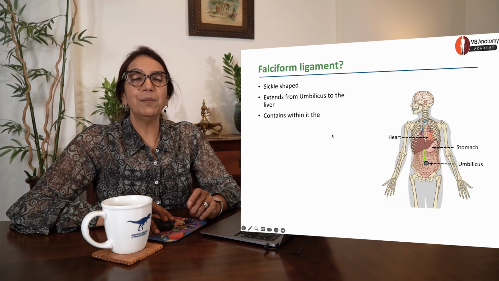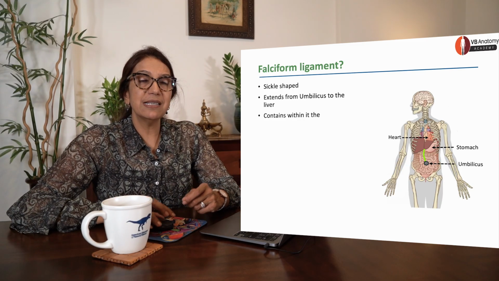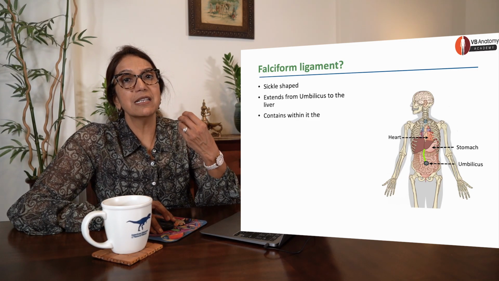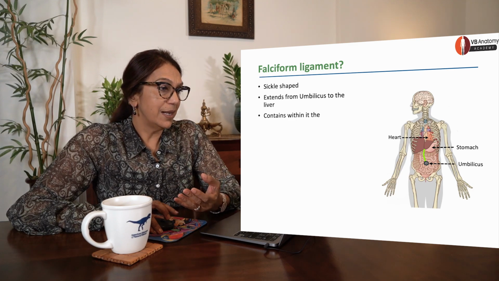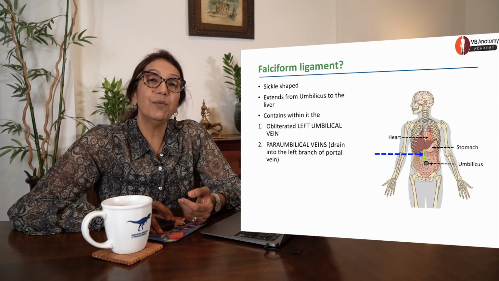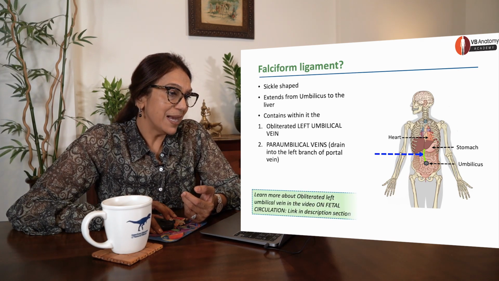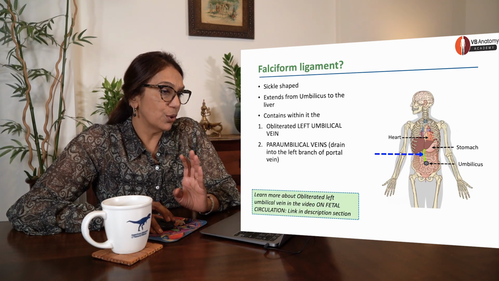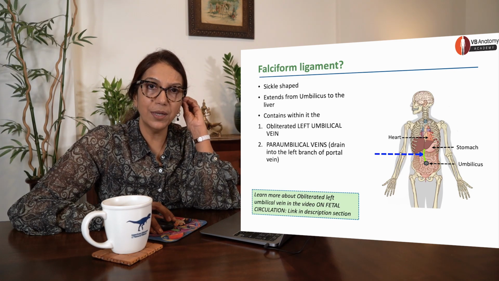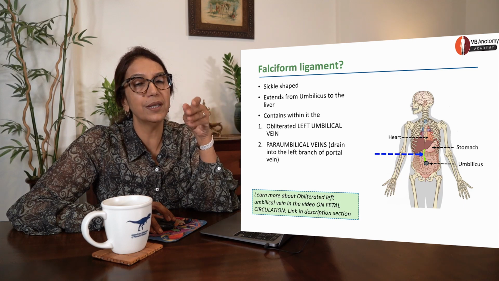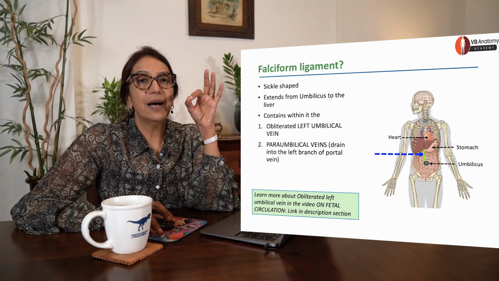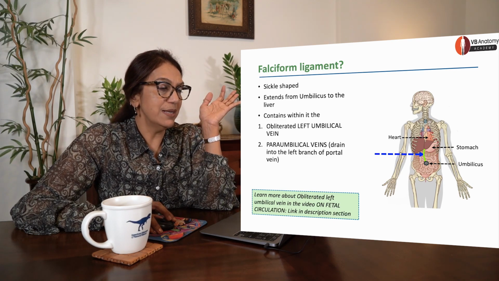So falciform ligament is somewhat sickle shaped, extends from the umbilicus to the lower border of liver and contains within its right free margin the left umbilical vein and the paraumbilical veins. Now you must be wondering, what is all this? So my suggestion is there is a separate lecture on fetal circulation. A lot about this left umbilical vein is taught there. Paraumbilical veins are taught in the portocaval anastomosis. You can discuss that. Meanwhile, I'm going to give you a very brief explanation for this.